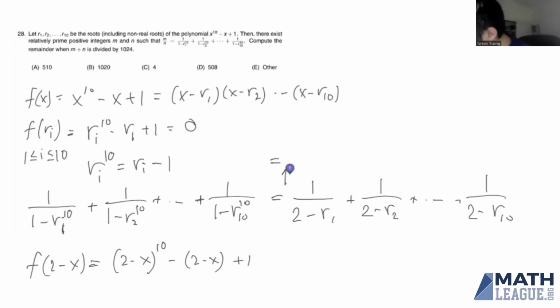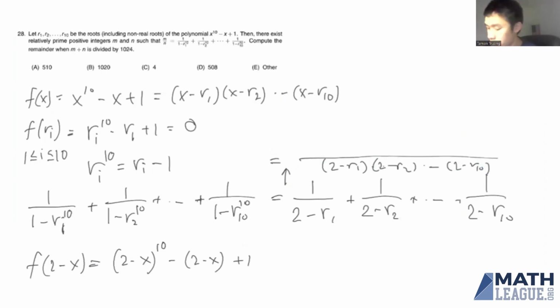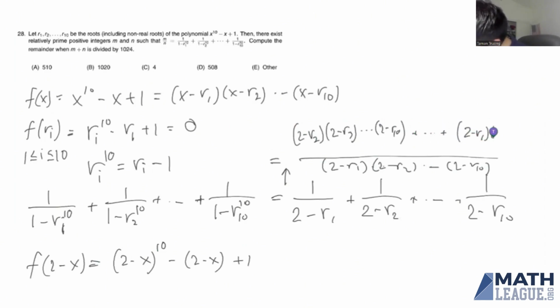This sum is actually equivalent to 2 minus r1 times 2 minus r2 times all the way to 2 minus r10. And here the numerators will all be a summation, which will be kind of long. It's 9 factors on each of the 10 terms. One of them will be 2 minus r2, 2 minus r3, all the way to 2 minus r10, and plus all the way to 2 minus r1, 2 minus r2, all the way to 2 minus r9.